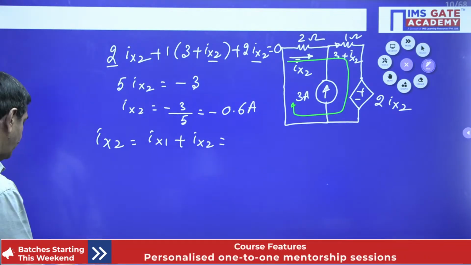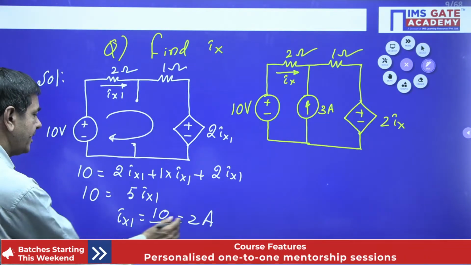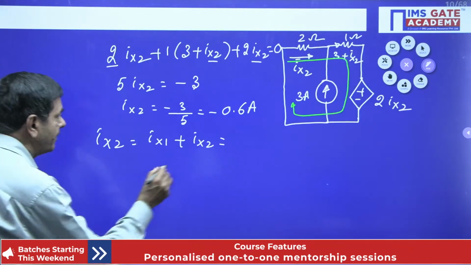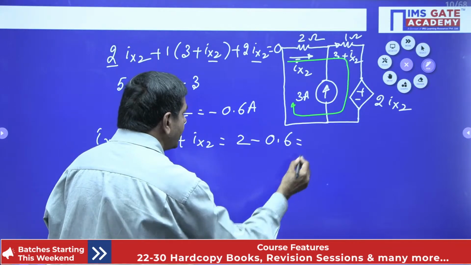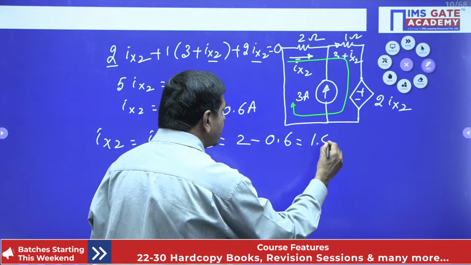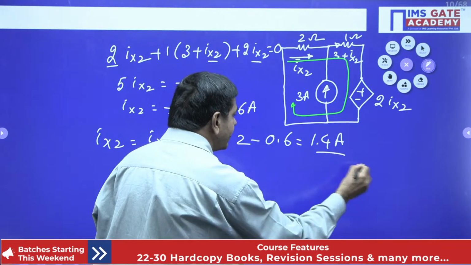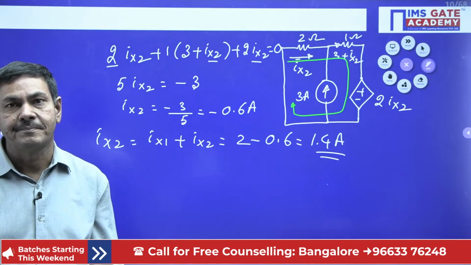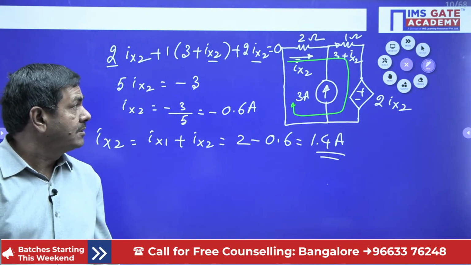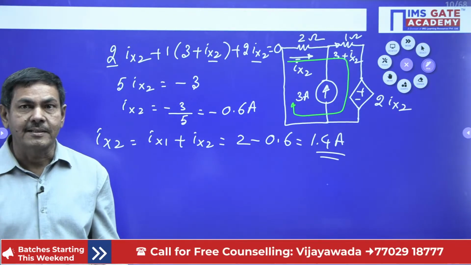What is Ix1? You check, it is already given. Ix1 is positive 2 amperes. Ix2 is minus 0.6. Finally, I get 1.4 amperes of current passing. That is the net current possible. That way we can do the question. I hope students followed this question.